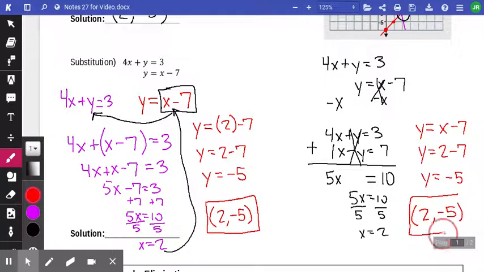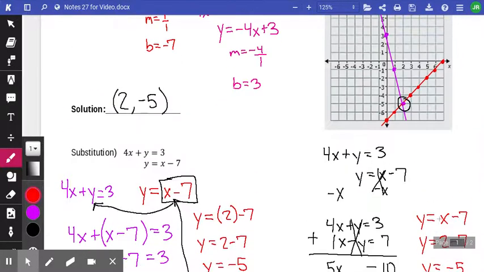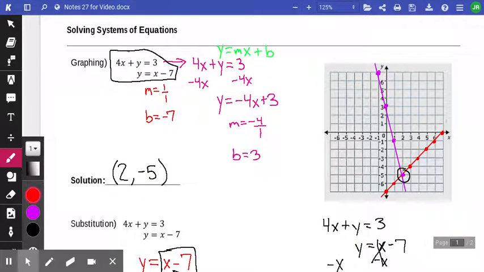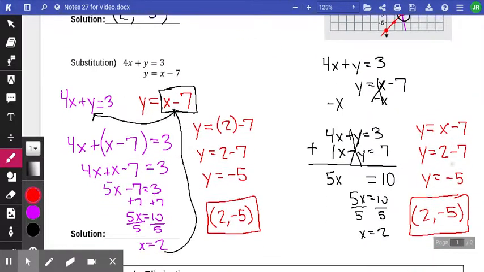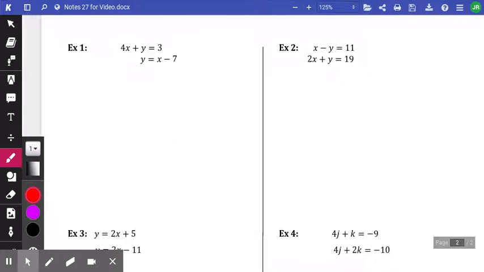This system would be classified as consistent and independent, which means the two lines intersect at the ordered pair 2, negative 5, which is what we saw when we solved by graphing up here. Let's do some more examples.